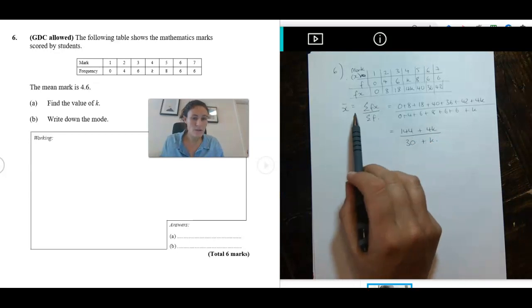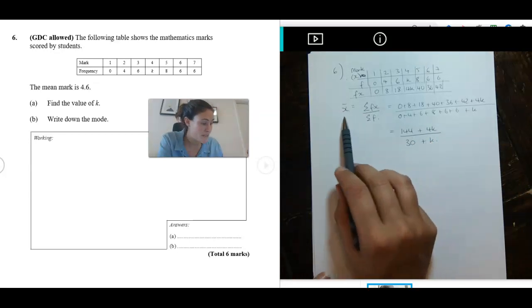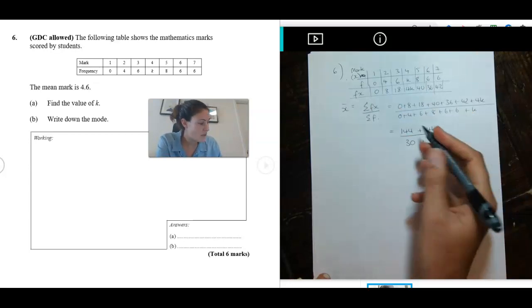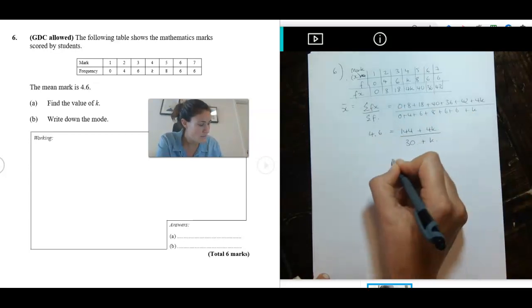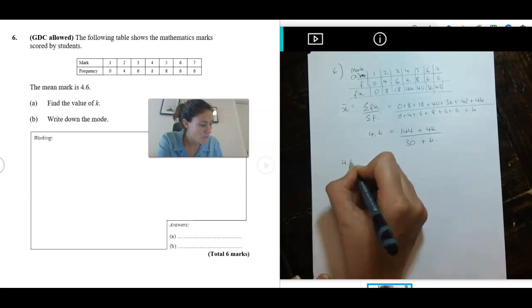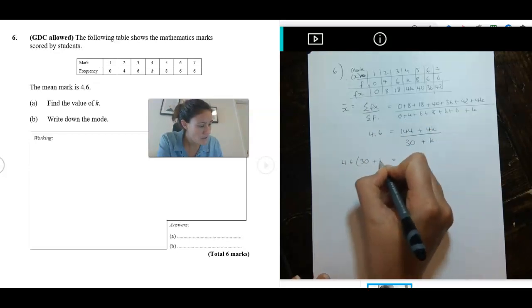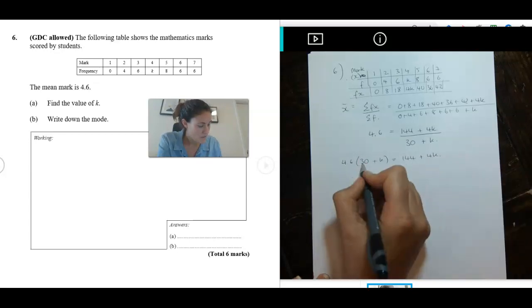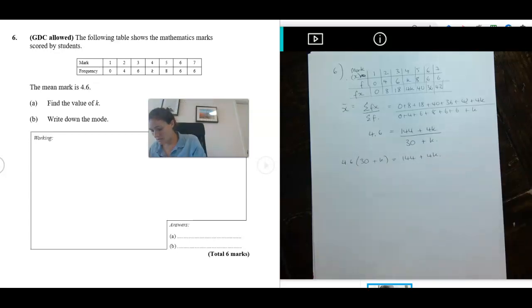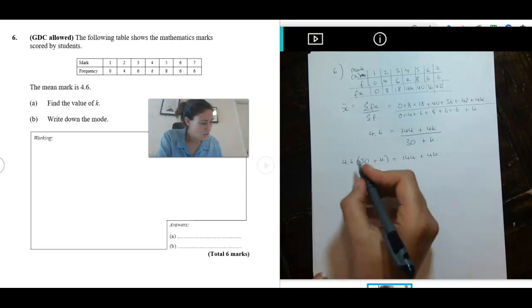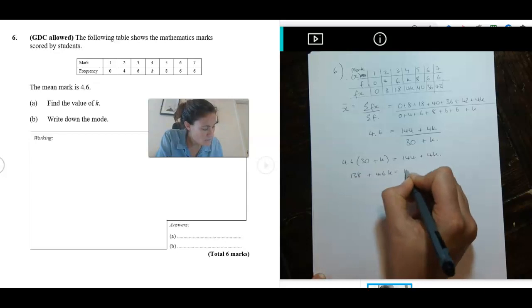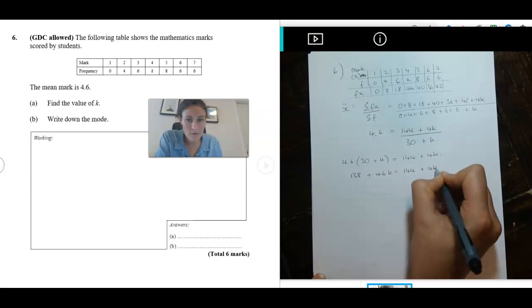Now, I'm told the answer to this question is 4.6. I already know the answer. I started this question as if I hadn't seen it, but I know that this is 4.6. So now I'm going to multiply up both sides, and it becomes a linear equation in K. So 4.6 times 30 is 138 plus 4.6K equals 144 plus 4K.